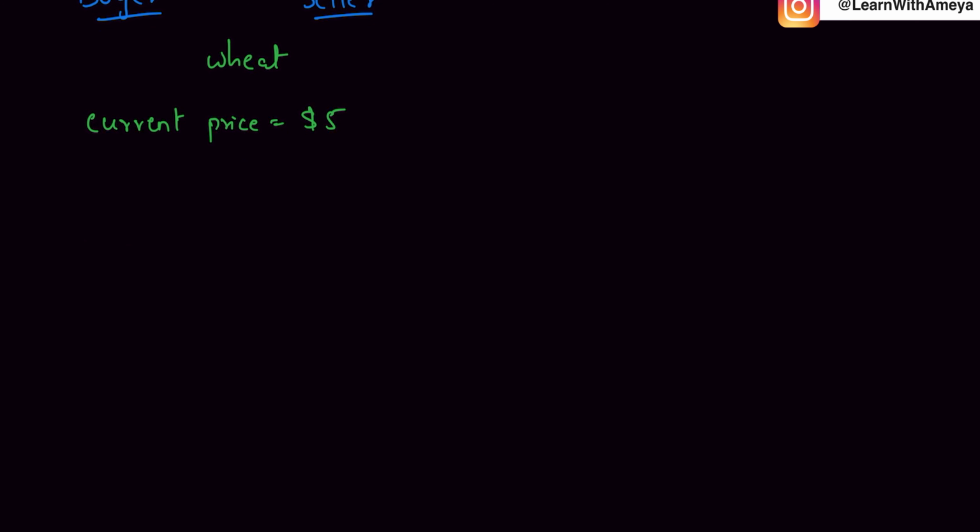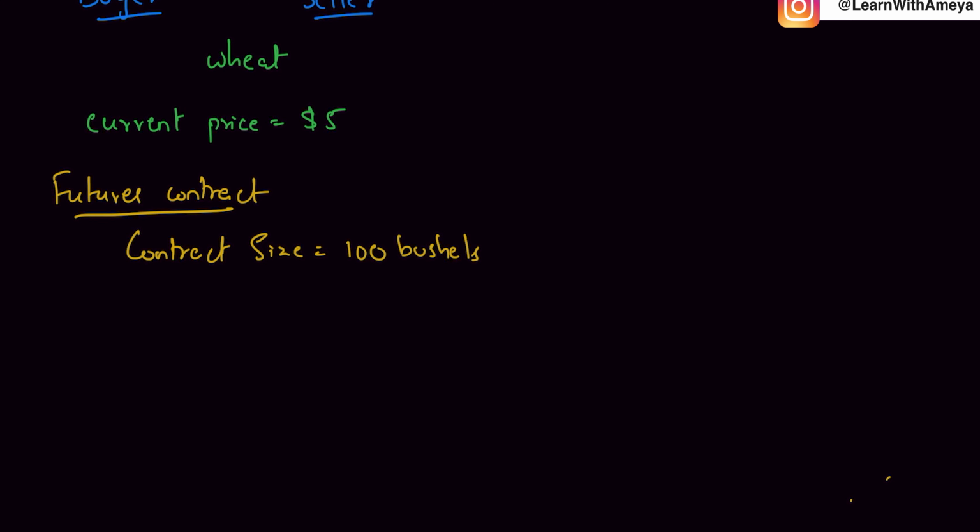Now let's see what a futures contract looks like. The futures contract will have basic information like contract size, which is, let's say, 1,000 bushels. Then it will have a price, which, let's consider, is $5 per bushel. And it will have a date when this futures contract will be expiring, which will, let's say, be 1st of August, right?